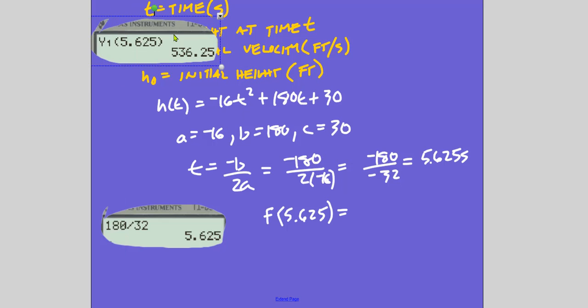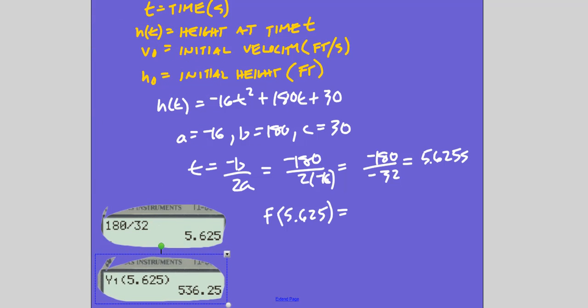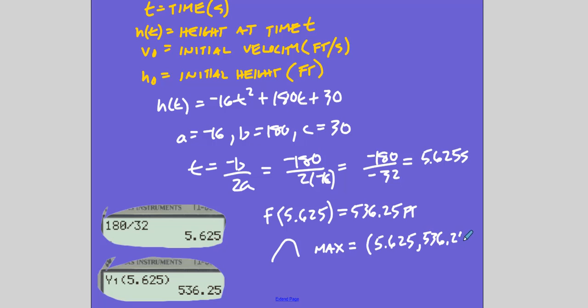Okay, so this is 536.25 feet. In this case, it's a maximum, so the coordinates of the maximum are going to be 5.625, 536.25. And this is t, and this is f of t.